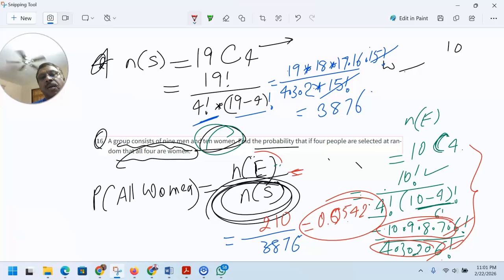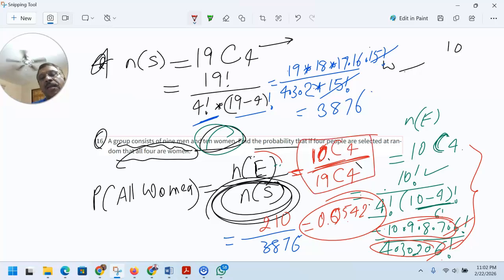But if you get confused with this, as long as you write this answer, see, you could also write this as 10. First of all, there are 19, and from 19 you choose 4 people, but the numerator is, because there are 10 women, the one that is favoring the women. So from 10, you pick 4.